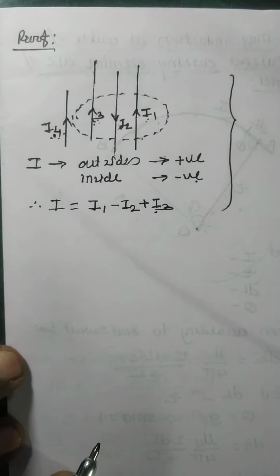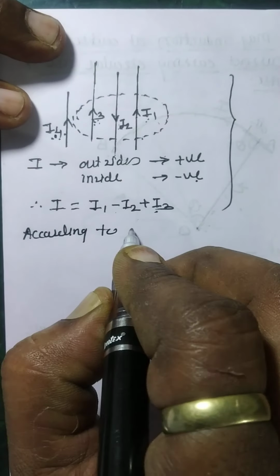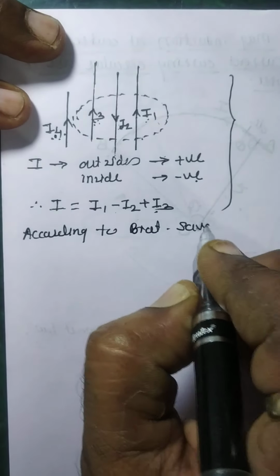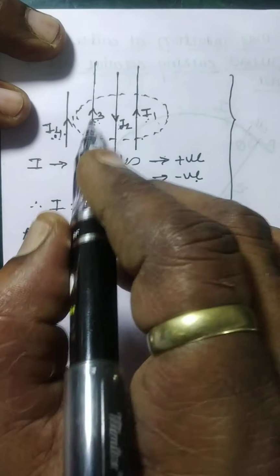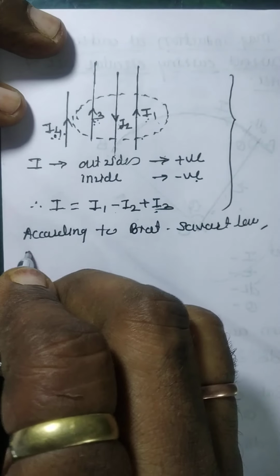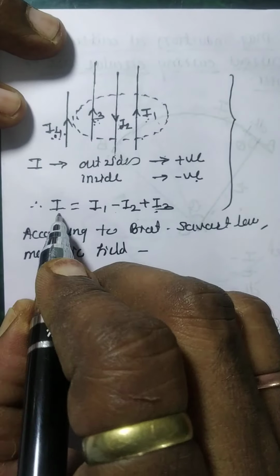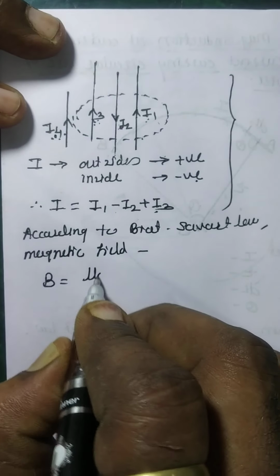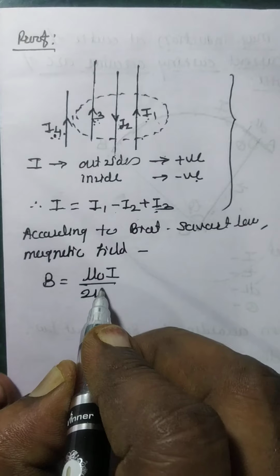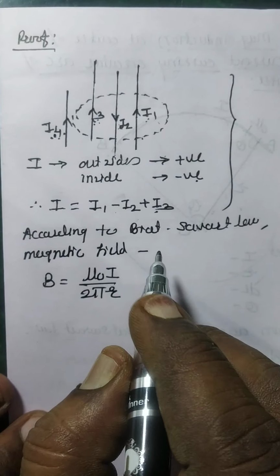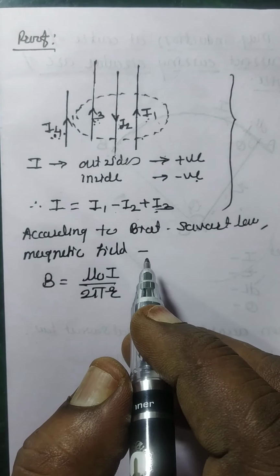Now according to Biot-Savart law, the magnetic field inside the loop due to this current, that is B, is equal to mu naught I divided by 2 pi r, where r is the radius of the loop.